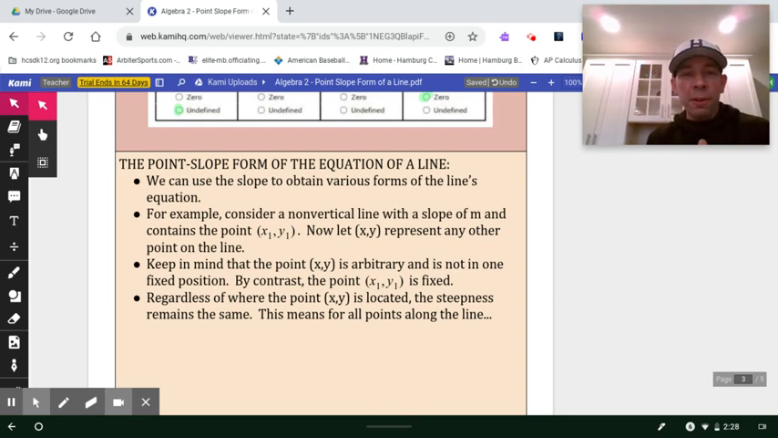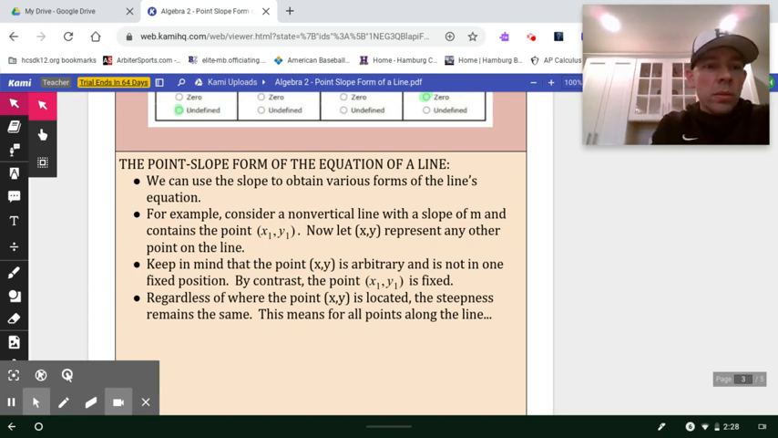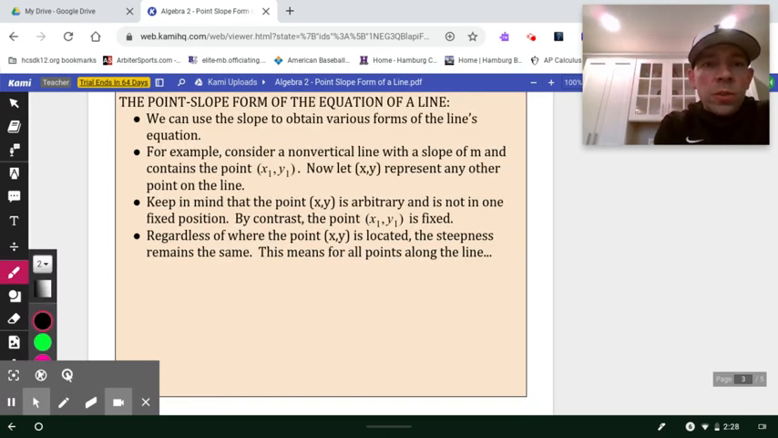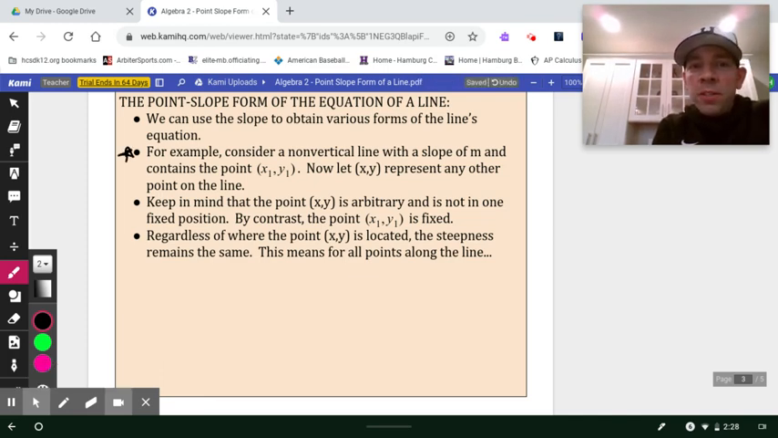So we're going to get a little theoretical. We're going to get a little deep here for a few seconds. So I want to jump in right here. I want you to consider a non-vertical line with a slope of m.